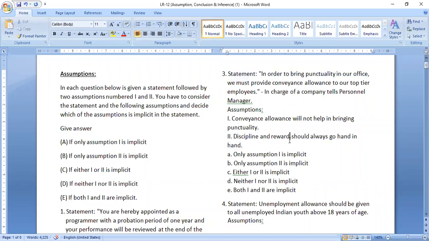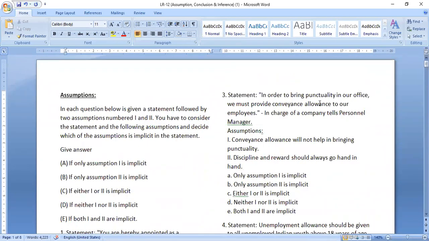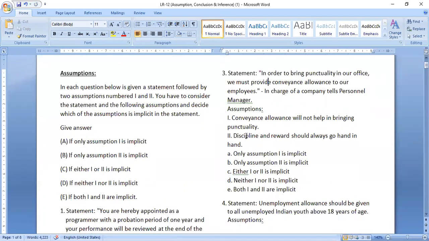Suppose this had been discipline and reward should go hand in hand for top tier people, yeah, but not generally. But because they are making a general statement here, it's not just top tier, but to our employees, meaning all our employees, I suppose you could say that, and it is a concrete charge.